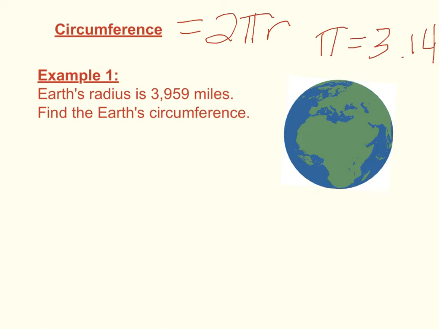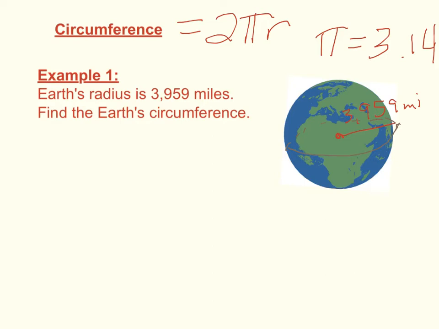Okay, so let's look at the first example. The first example says Earth's radius is 3,959 miles. Find the Earth's circumference. Okay, so let's draw a little picture here. There's my radius. My radius is 3,959 miles. I want to know the circumference. So I'm looking for the distance all the way around. You're kind of going to have to bear with my drawing here, okay? I'm looking for that brown line, the circumference.